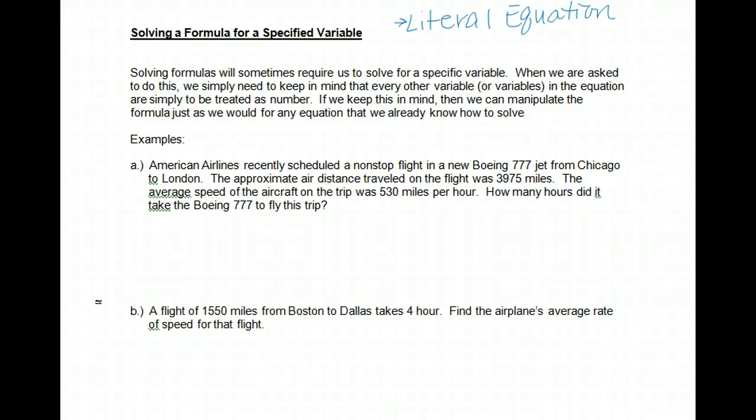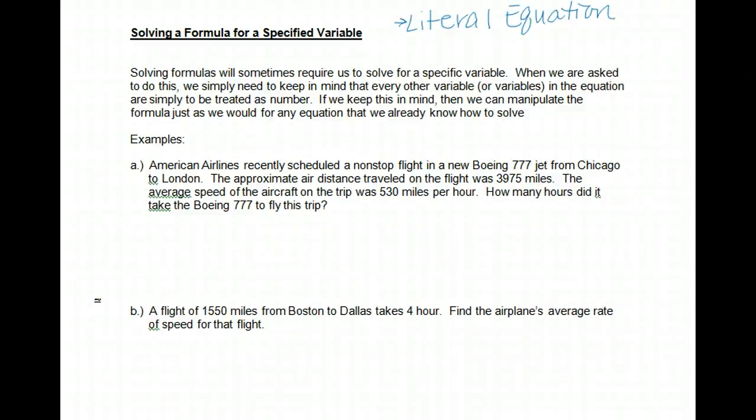We have that American Airlines recently scheduled a nonstop flight in a new Boeing 777 jet from Chicago to London. The approximate air distance traveled on the flight was 3,975 miles. The average speed of the aircraft on the trip was 530 miles per hour. How many hours did it take the Boeing 777 to fly this trip?